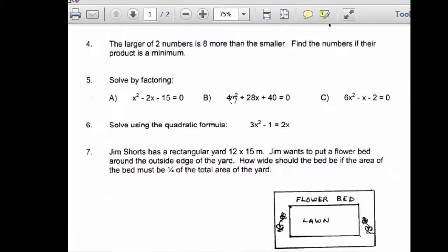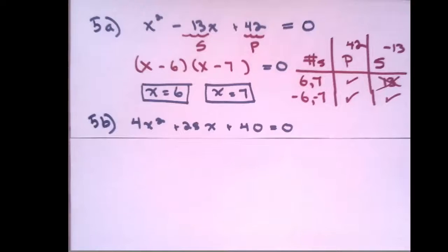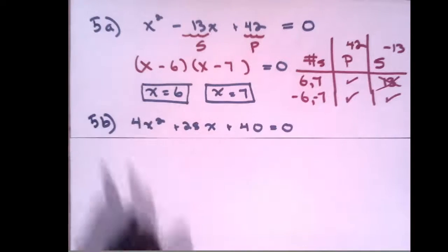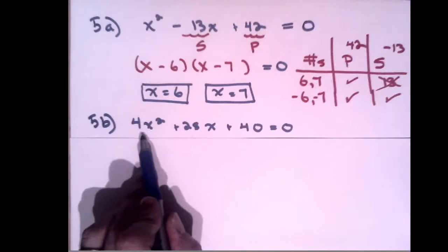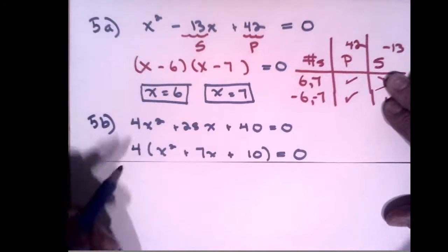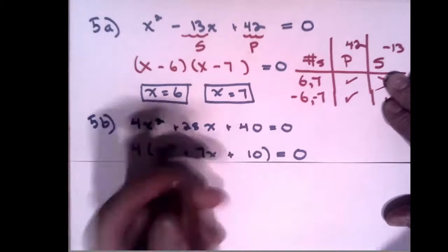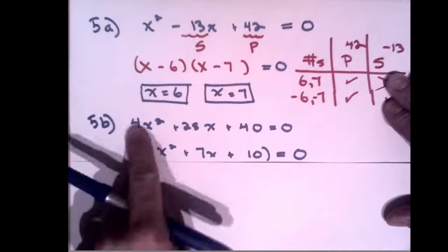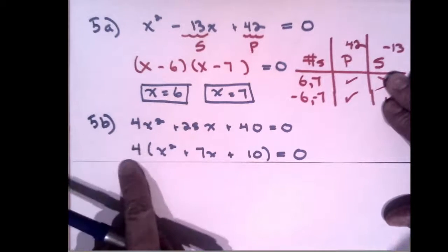Well, 4x squared plus 28x plus 40. X is not common in all these, but what about 4? Does 4 go into all these since it's the lowest number? And you should realize that yes, 4 does go into all these, and it would look like this. So I've rewritten it here. If I common factor out 4, I'll have the following. 4 is out front, and then it's x squared, because 4 times x squared gives 4x squared. 4 times 7x gives 28x, and 4 times 10 gives 40.